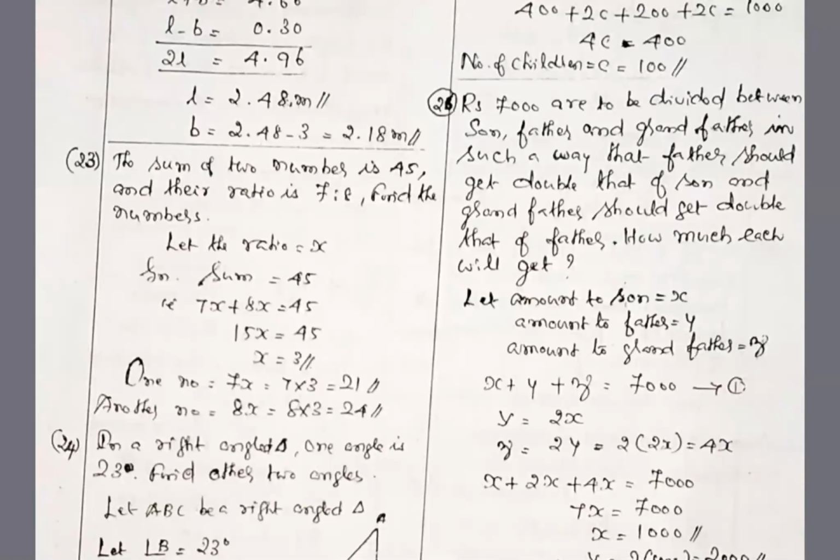But they have given one condition: the sum of the two numbers is 45. That is 7x plus 8x is equal to 45. From that, x is equal to 3. Now substitute the x value in the first number: 7 into 3, 21. Another number: 8 into 3, 24. First number 21 and second number 24. If you add them, 45. A repeated examination question.